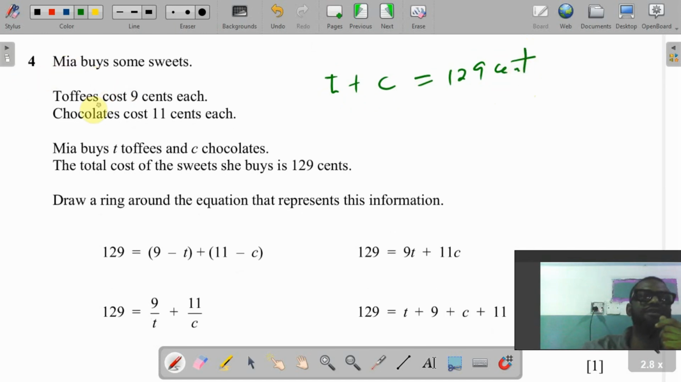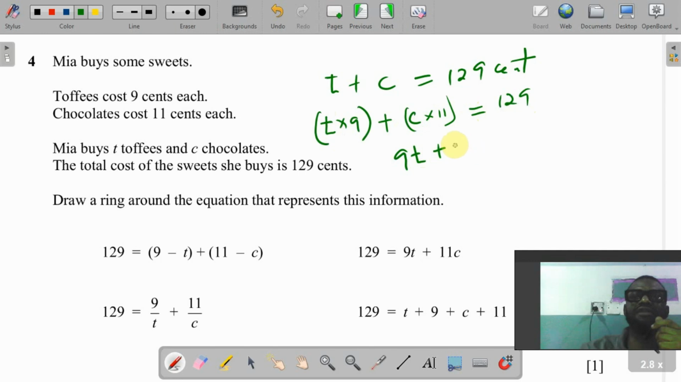Toffee costs 9 cents each, so T times 9, plus chocolate costs 11 cents each, so C times 11, and that will give us 129. So it's going to be 9T plus 11C equals 129. So this will be the answer.